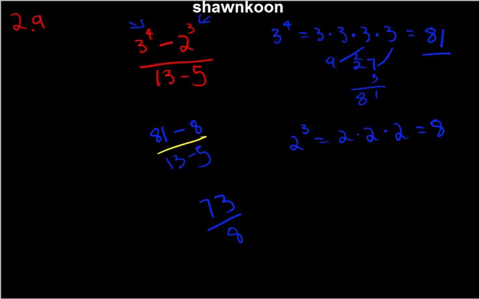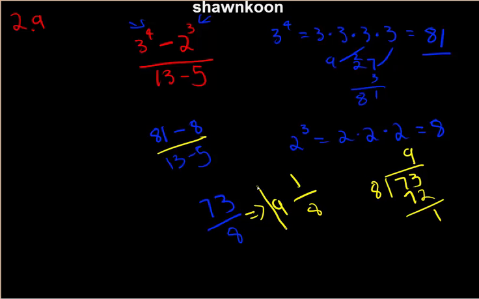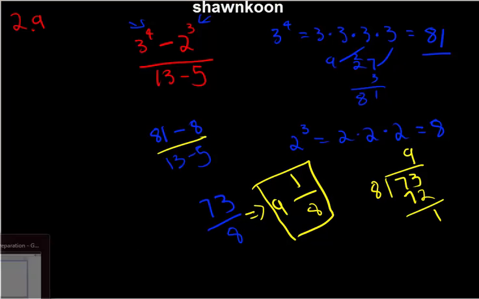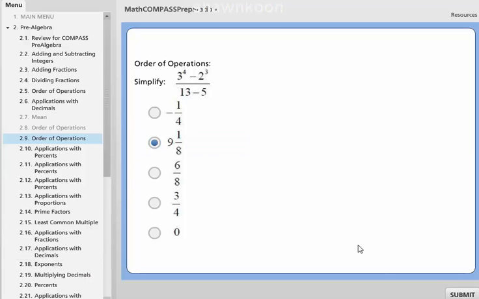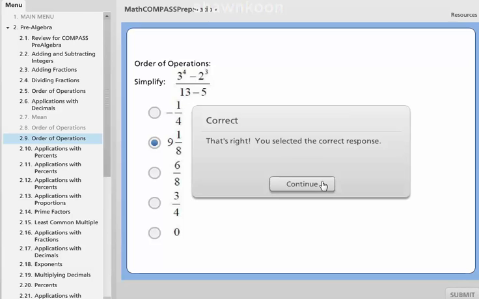Perfect. Because it's an improper fraction, we have to change that, right? 73 divided by 8. 8 goes into 73 9 times, and 9 times 8 is 72, and we have 1 left over. So we can rewrite this as 9 and 1 over 8. Let's see if we have this in our answer page. Yep, we do. And we got the correct answer.